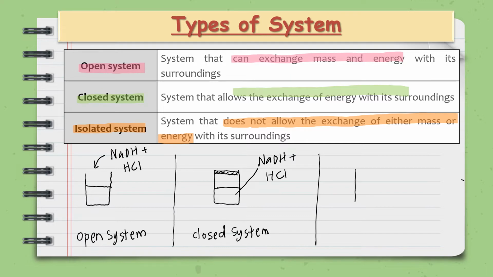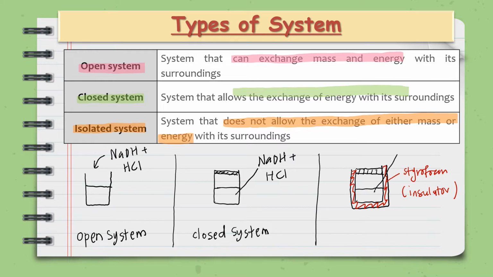Same reaction. I have my beaker and then I put a lid, and at the same time I put an insulator. So let's say I put here styrofoam as an insulator. So what does an insulator do? It prevents the heat from escaping the reaction. So my reaction is still the same.